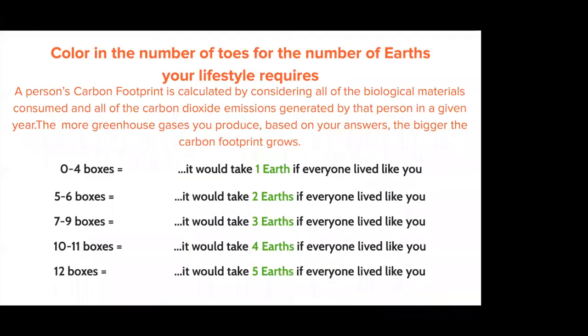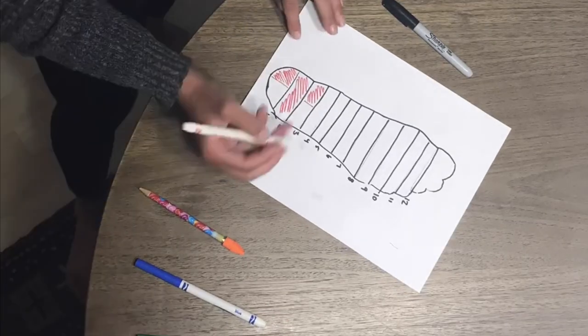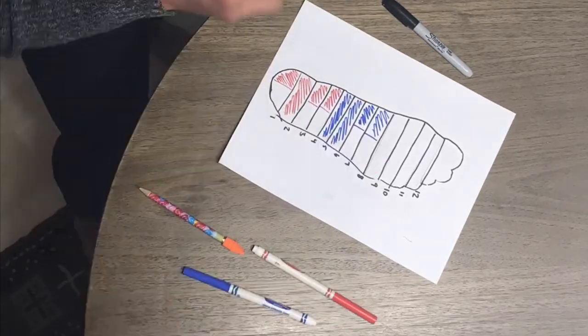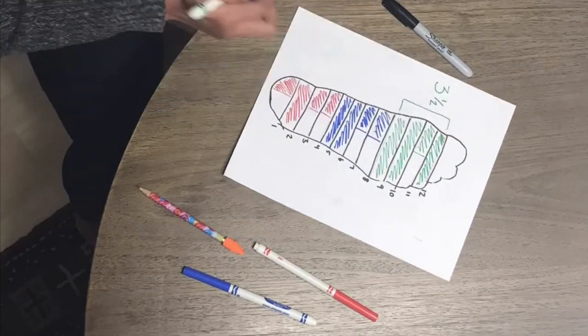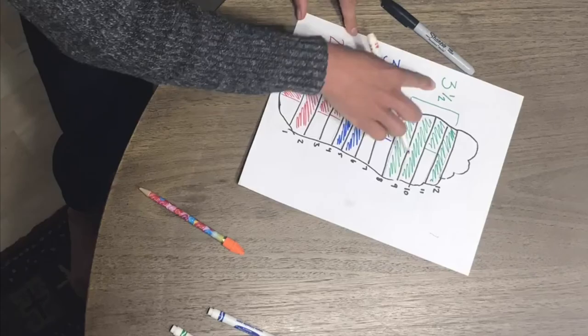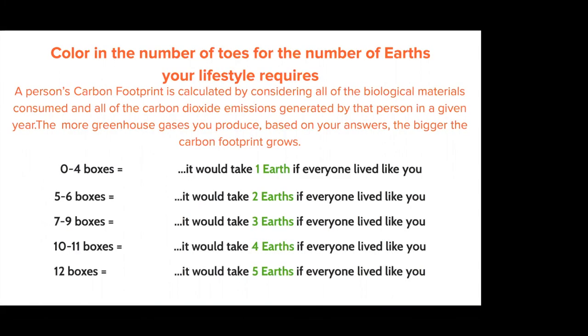All right, now for the fun part. What you're going to do now is add up all of the lines. So say you have 7.5 boxes filled in total. You're going to be in this range between 7 and 9 boxes. It would take 3 Earths if everyone lived like you, meaning one planet wouldn't be enough if all 8 billion people on this planet lived the exact same way you do. We'd need 2 more planets to make up for the resources and land and water that it would take for that type of lifestyle.